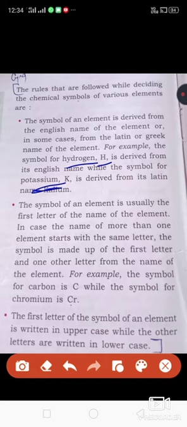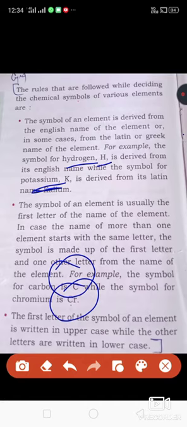Now the next rule: the symbol of an element is usually the first letter of the name of the element. In case the names of more than one element start with the same letter, the symbol is made up of the first letter and one other letter from the name of the element. It means, now two elements, carbon and chromium, both start with C. So to differentiate them, the symbol for carbon is C, and the symbol for chromium is C and small r. So they are differentiated.